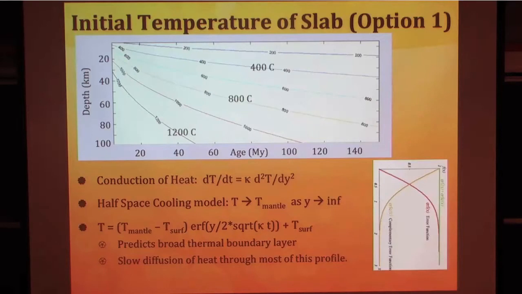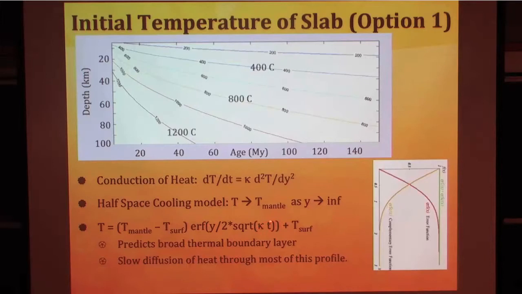And you're solving the conduction of heat, so dT, the change in temperature with time, equals the thermal diffusivity times the change of temperature, basically the curvature of the temperature in space. Okay, and you apply the boundary conditions. The main important one for the half space is that the temperature equals the mantle temperature at infinity. And then you have a surface temperature of 0. You can solve this analytically with some fun math that's in Turcotte and Schubert's book, and you get this equation for the temperature as a function of depth, y, and as a function of time.